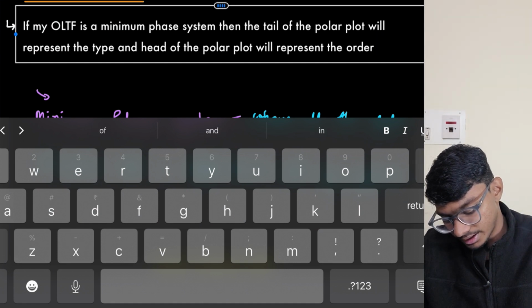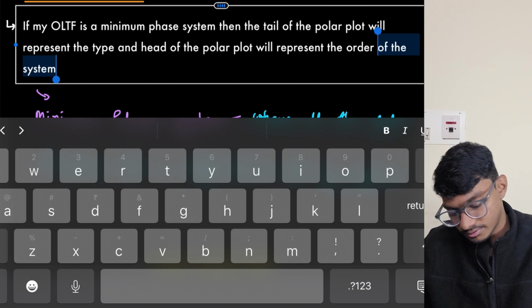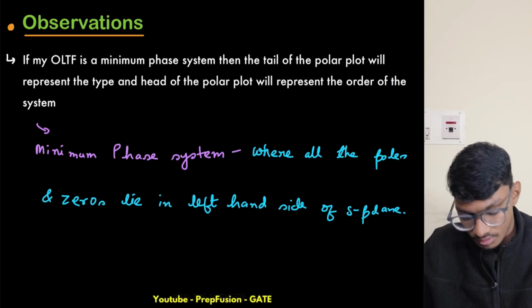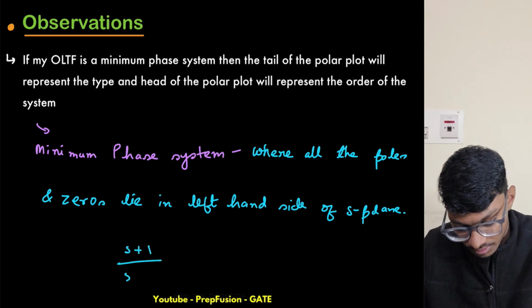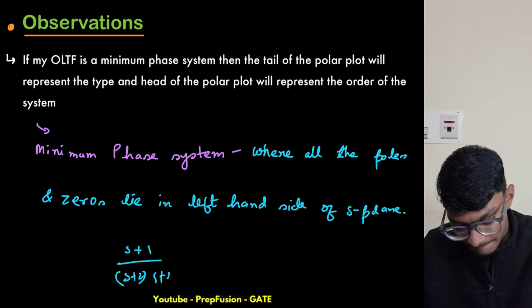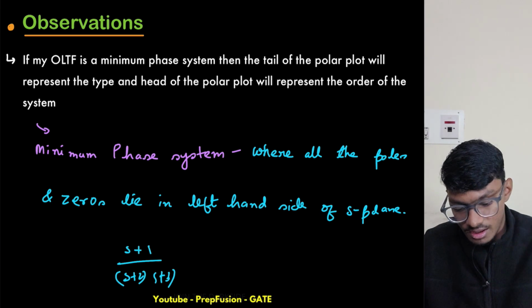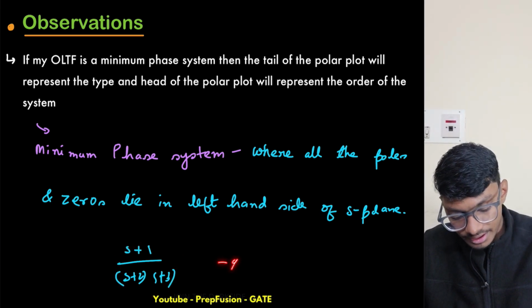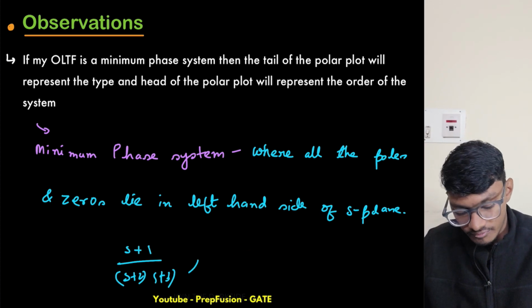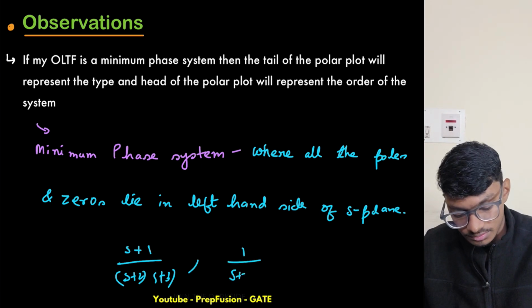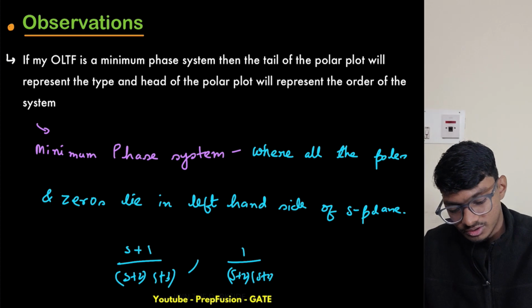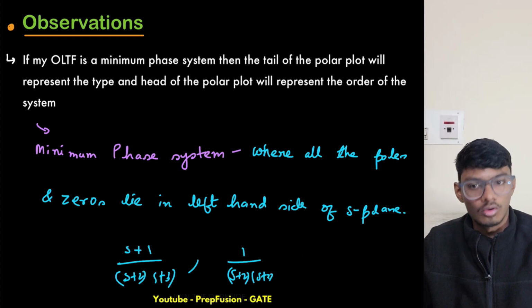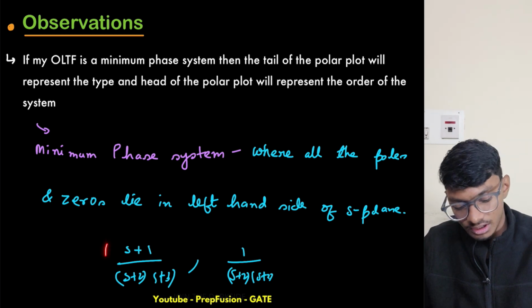So the head, I can write, let's say what this meant was, if I have (s+1)/((s+2)(s+3)). Now if omega goes to infinity, what is the angle? The angle is basically minus 90, right? Now if I don't have this zero, simply (s+2)(s+3), what is the angle as omega goes to infinity? It is minus 180. So I can't tell the order from the head if I have a zero.